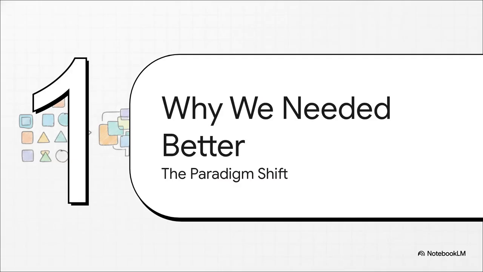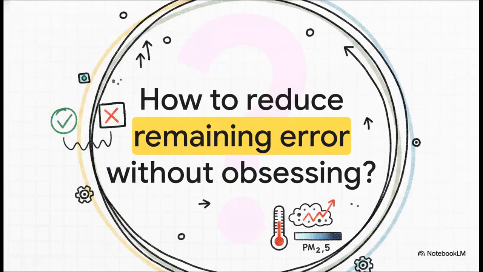Which brings us to section 3, why we needed better, the paradigm shift. Because of those fatal flaws with bad data, and honestly a real struggle to adapt elegantly to numerical regression problems, researchers realized we needed a fundamentally better approach. The evolution of boosting had to take a massive leap forward. And it all started with this one question. How do we reduce the remaining error without obsessing over who simply failed? This question single-handedly changed the entire landscape of machine learning.